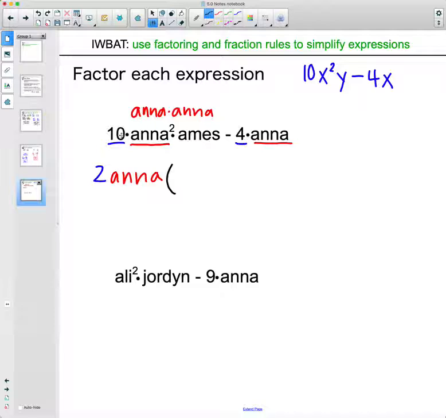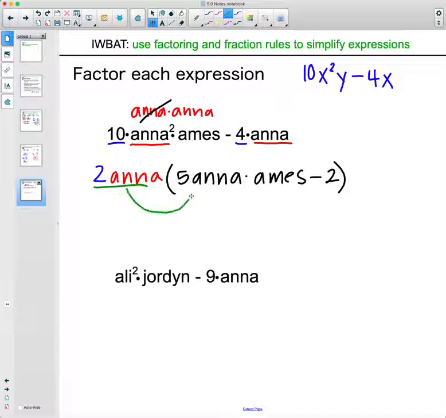So what would be left? After you take a 2 out of the 10, so 10 divided by 2 would be 5. You took one of the Annas out, so you'd have 1 Anna left. Okay, Ames is still there because we didn't touch him. Okay, and then here we took a 2 out. So 4 divided by 2 is 2, and then that Anna came out. Okay, so if we were to multiply this back in, right? You'd end up with 10, 2 Annas, and then the Ames, and if you multiplied this all the way over here, you'd get 4 Anna. Okay, if you thought about distributing it back in.